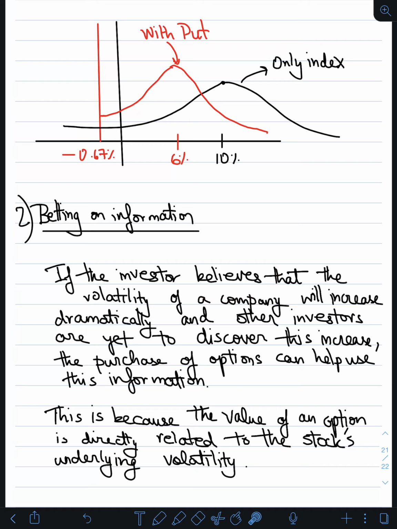Why is that possible? Because the value of the option is directly related to the underlying stock return volatility. If you go back to the Black-Scholes model, you'll see that underlying volatility coming into play in the formula, and so we can use the options to extract that gain based on the information we have about the volatility of the stock. So basically, the two big uses are we can change the distribution of the returns, and we can bet on information using options.